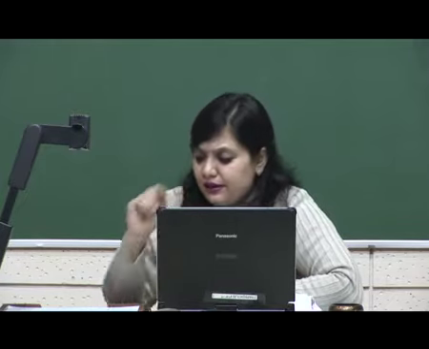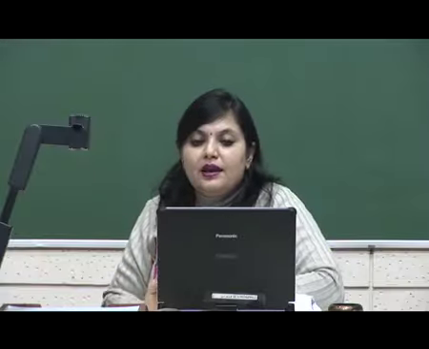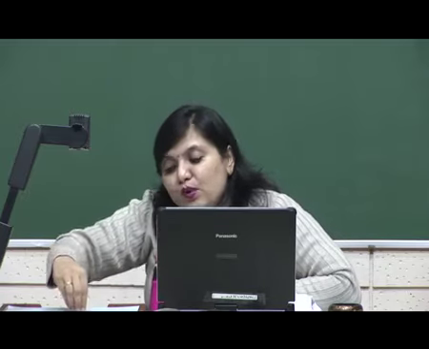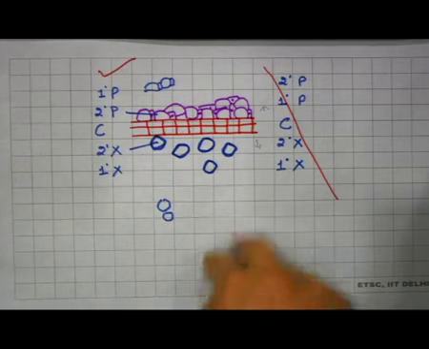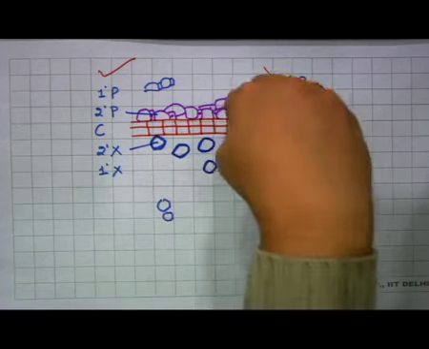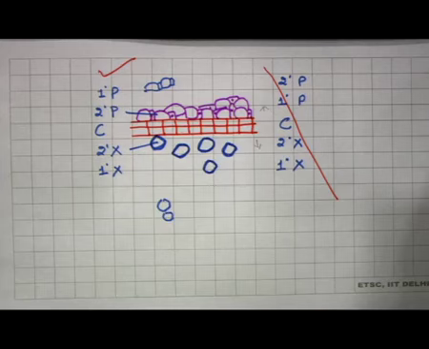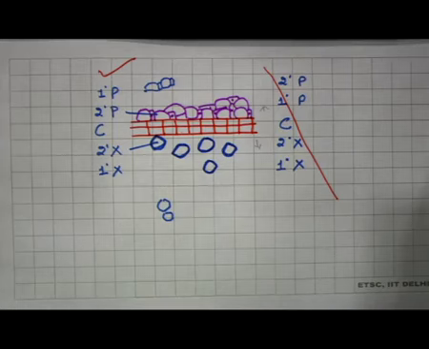Here is a diagram which is also showing that near the fusiform initials of the vascular cambium, we find the secondary xylem and secondary phloem. Afterwards, there are primary xylem and primary phloem. Now, as you move towards the pith for xylem, you will find the older elements. The younger will be near the cambium. Similarly, as you move towards the cortex in case of phloem, you will find the older elements. The younger will be near the cambium.